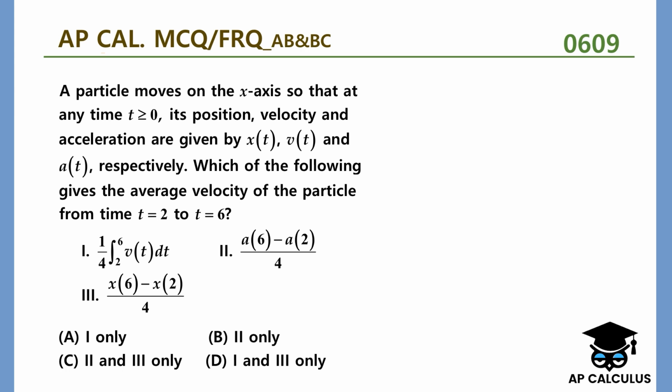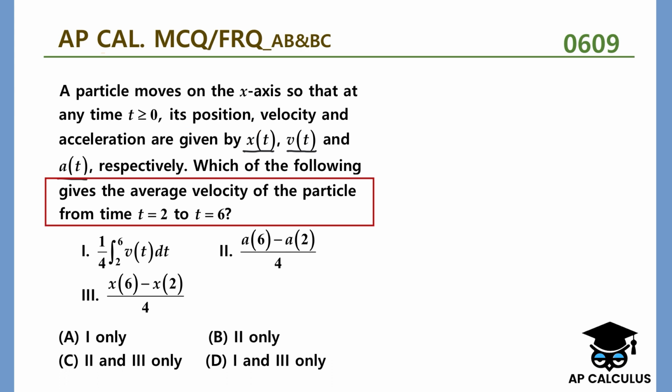Question 609. A particle moves on the x-axis so that at any time t greater than or equal to 0, its position, velocity, and acceleration are given by x of t, v of t, and a of t, respectively. Which of the following gives the average velocity of the particle from time t equals 2 to t equals 6?